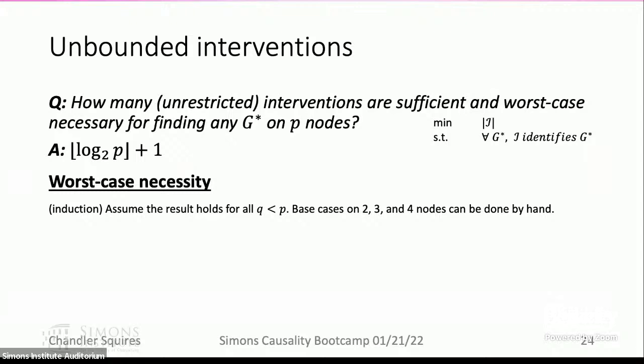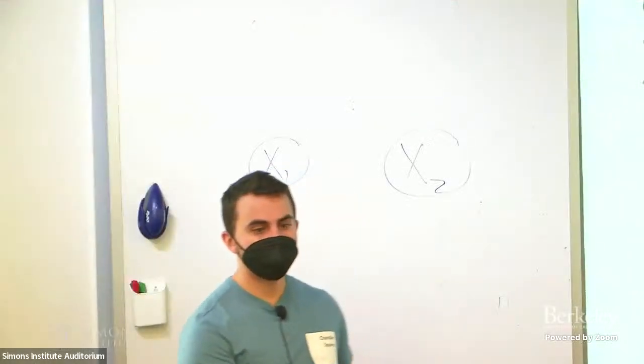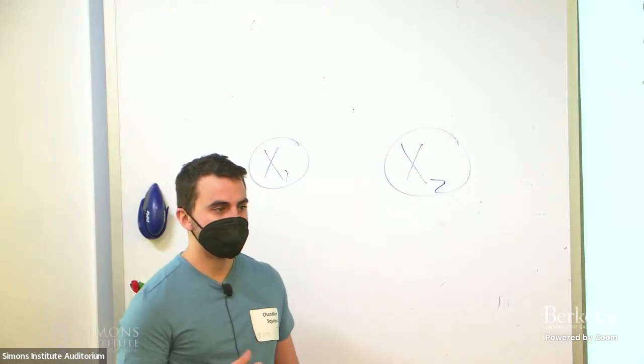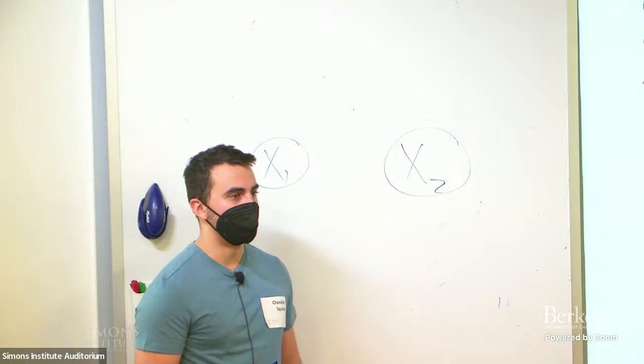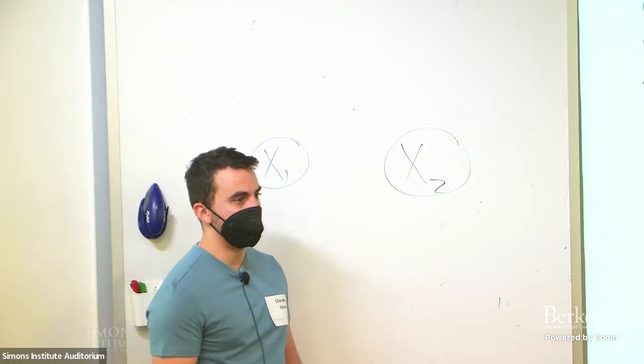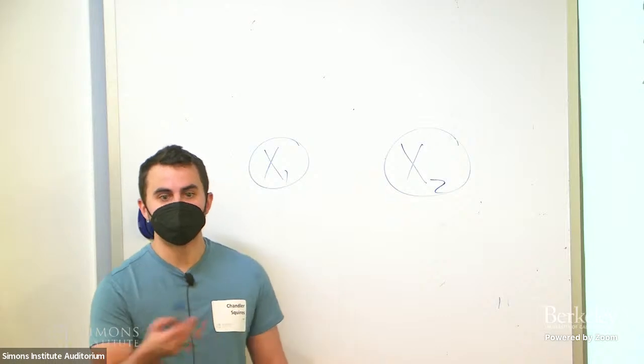And this is going to be an induction style argument. So we'll assume that the result holds for all numbers less than what we're trying to prove it for. And you can do the base cases for 2, 3, and 4 pretty easily by hand to get you started. So if you do, say for instance, 2 nodes, what is this bound in that case? So the claim is that in the worst case, we need 2 interventions of unbounded size. So we basically have to convince ourselves that we wouldn't be able to identify this in only a single intervention.